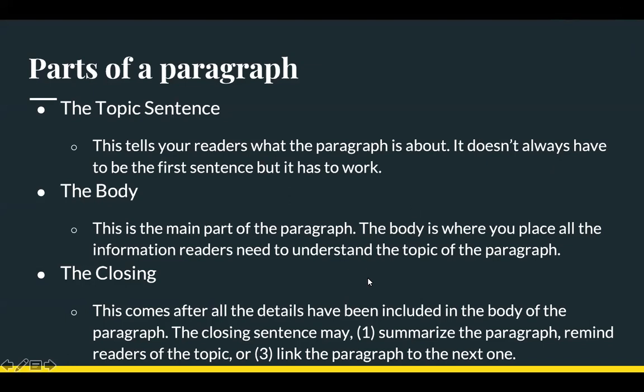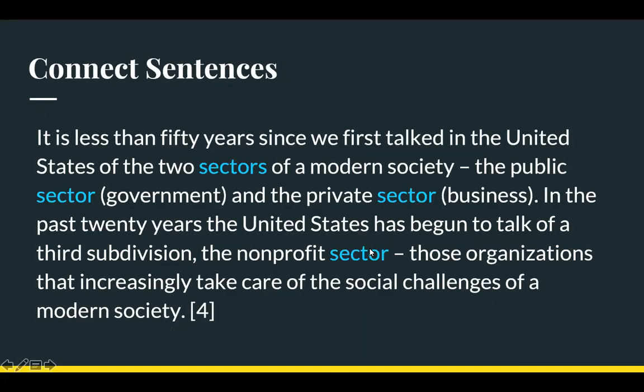And then you have your closing. So your closing comes after the body of the paragraph, and it may summarize the paragraph, remind your readers of the topic, or link the paragraph to the next one. And it can do all three. It's always important for your paragraphs to connect to each other. And you can do that by using phrases. You can do that by using words. You can do that by building on the same idea, so that when someone is reading, they go from one paragraph to the other and they see that as a flow.